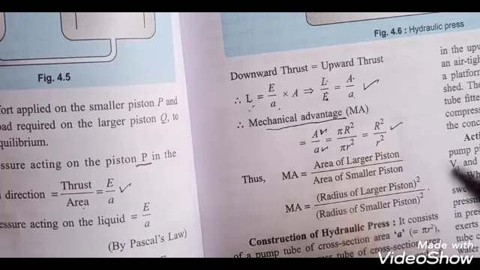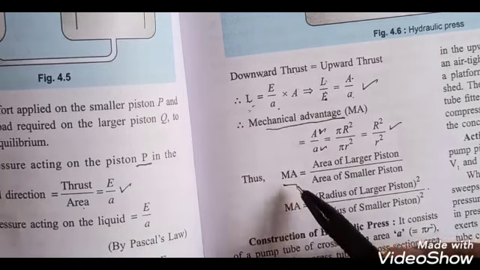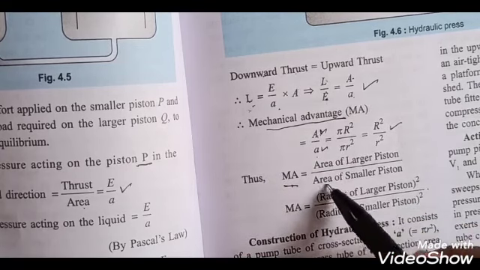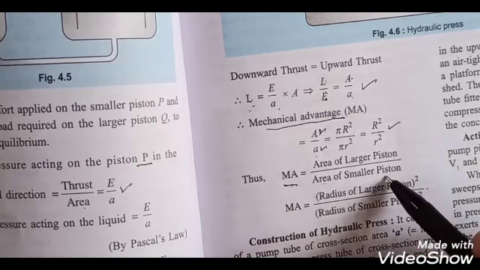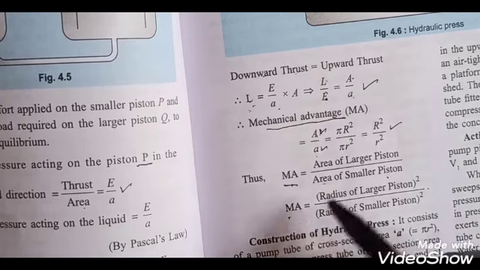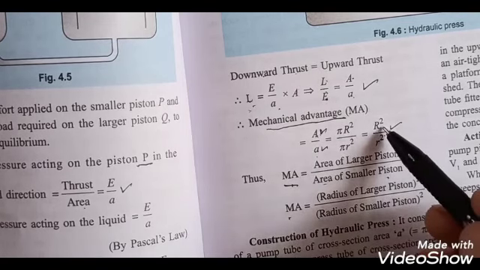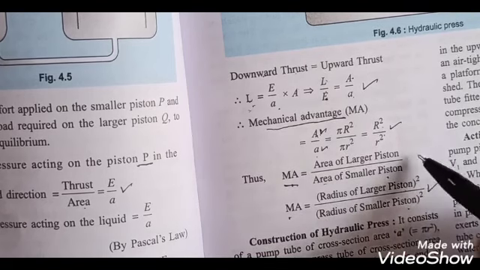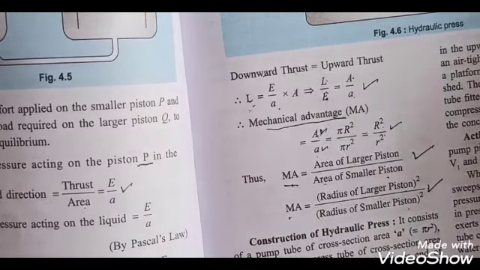Right, so two formulae of mechanical advantage are there. One is capital A over small a: the area of the larger piston divided by the area of the smaller piston. And the second one, in terms of radius: the square of the radius of the larger piston over the square of the radius of the smaller piston. So these are the formulas of mechanical advantage.